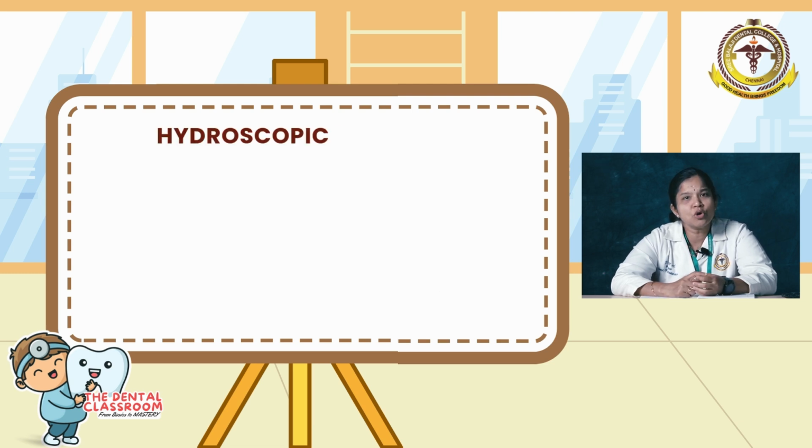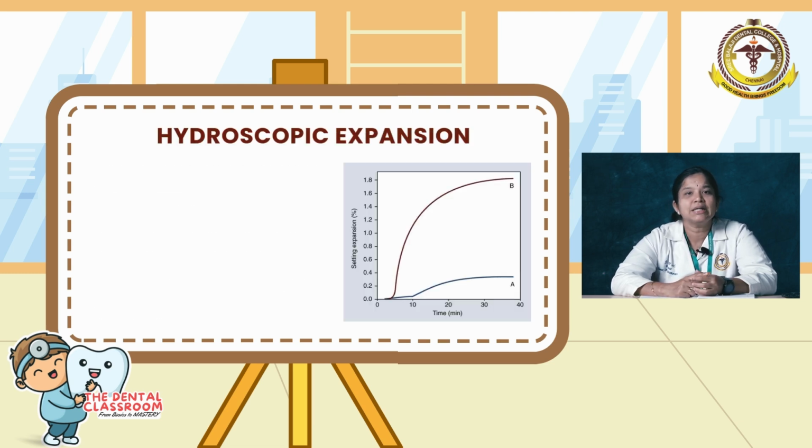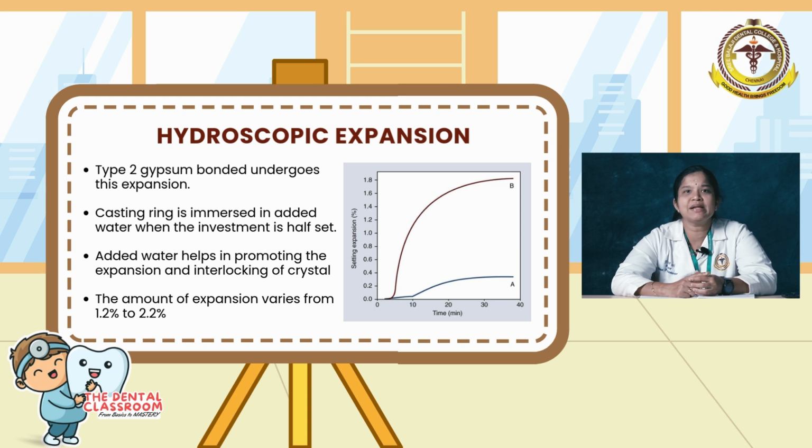Moving on to hygroscopic setting expansion, which is the type 2 gypsum bonded investment material that promotes hygroscopic setting expansion. This is similar to the hygroscopic setting expansion which happens in the gypsum products. So, here also, along with the gypsum product, when the investment is half set or during its initial set, you immerse the casting ring in added water. So, you allow the expansion to happen in the presence of water.